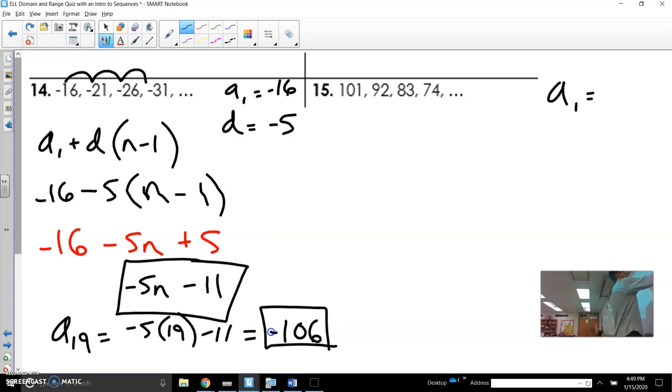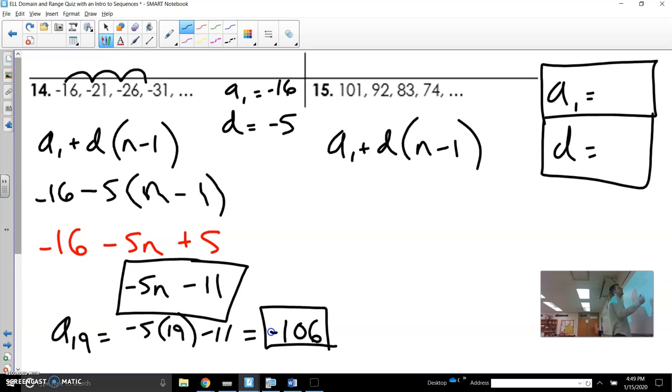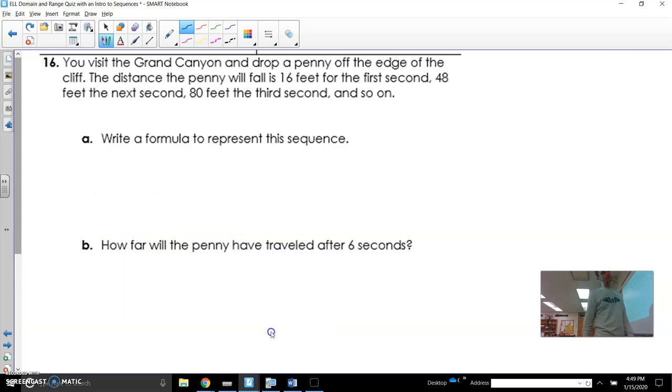Identify the first term in the sequence, and then identify the common difference in the particular sequence here, and then use your formula to do what I was doing on the other problems. Let's see if you can do one completely independently. So let's do a word problem.